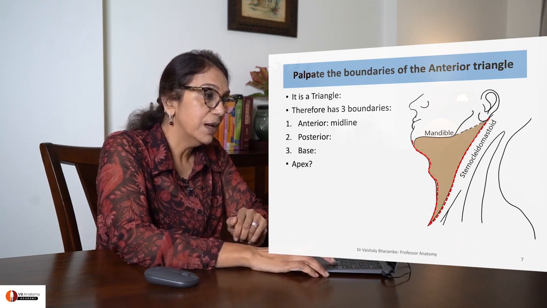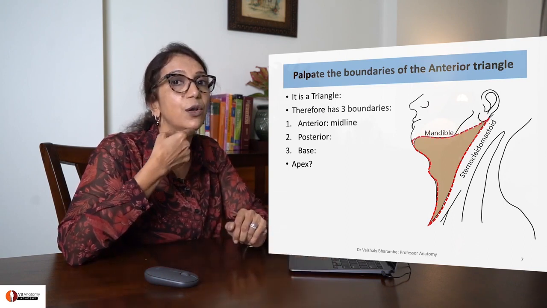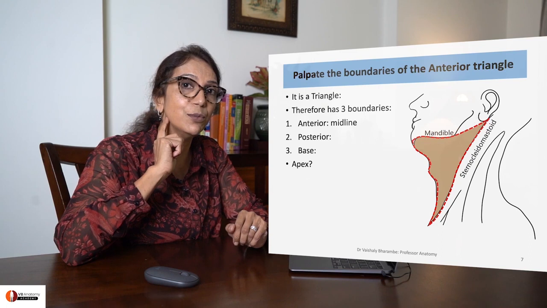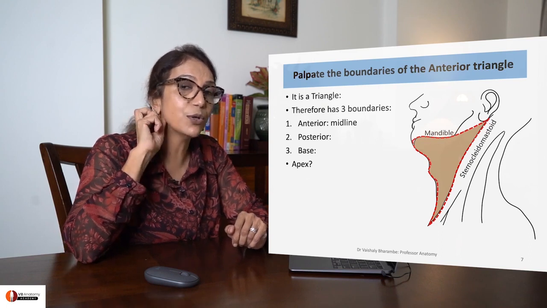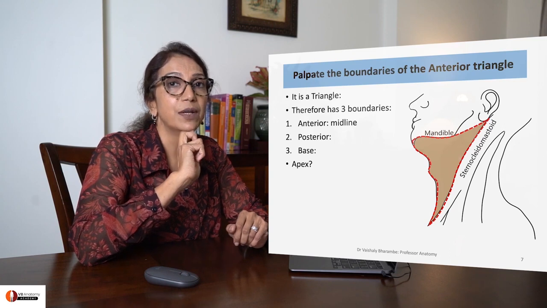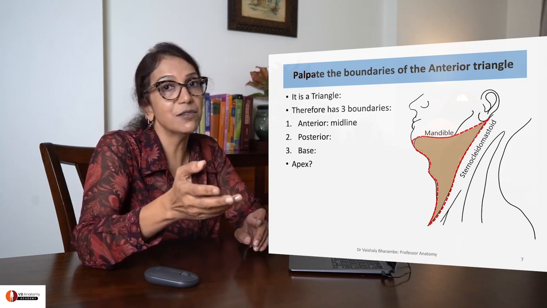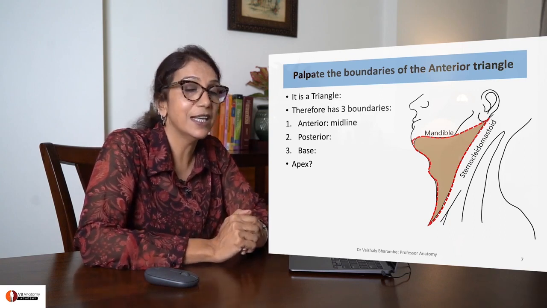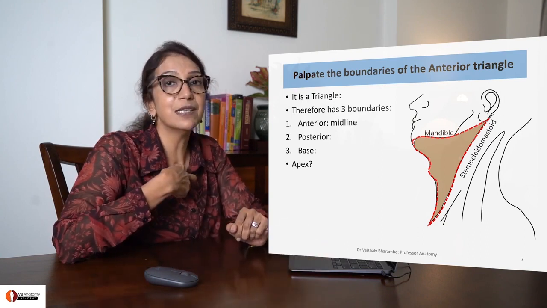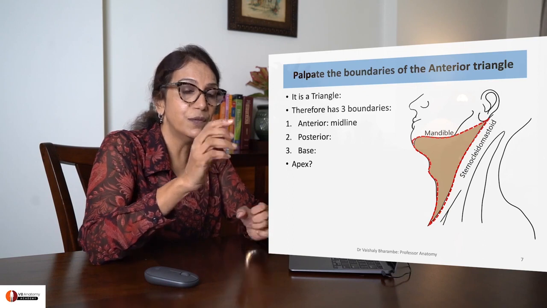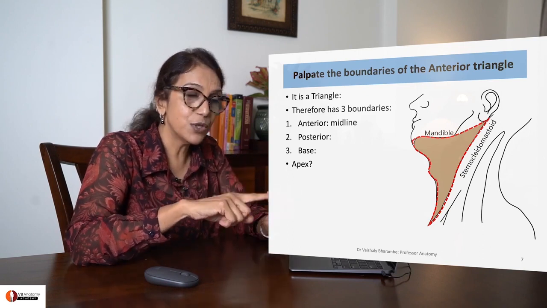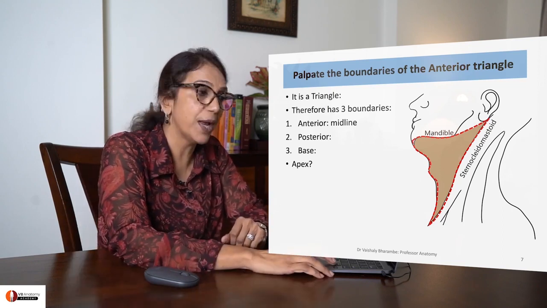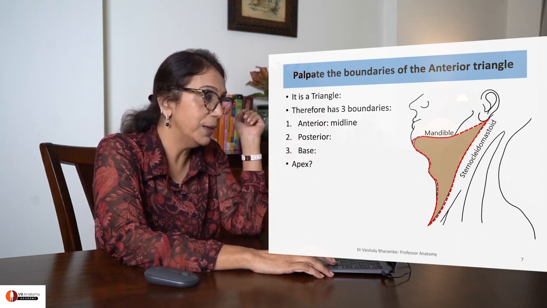sternocleidomastoid muscle. Running across from your symphysis menti along the lower border of mandible to the angle of mandible and then drawing an imaginary line from your angle of mandible to the mastoid process. This is the superior border of the anterior triangle, sometimes referred to as the base of anterior triangle. Now you will say, if there is a base, where is the apex? Yes, the apex is at the lower end where there is a suprasternal notch. So you've now learned anterior boundary, posterior boundary, superior boundary or base and the apex of anterior triangle. So use the image to help you along the way.